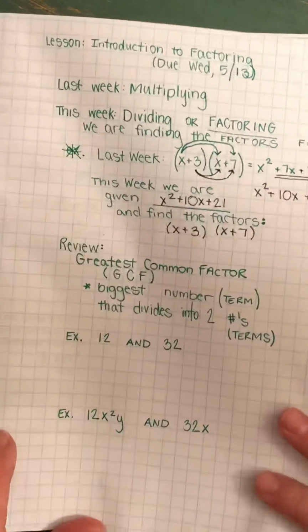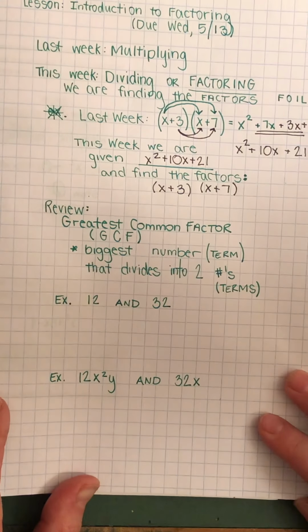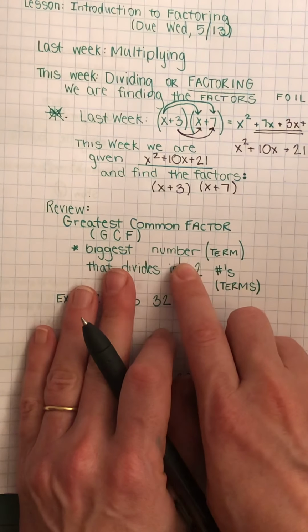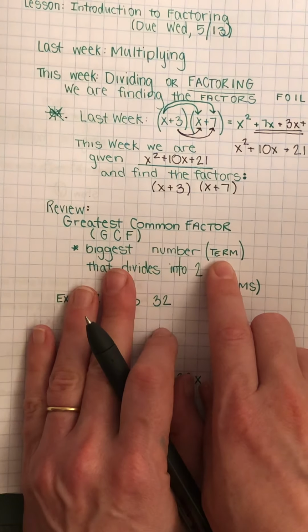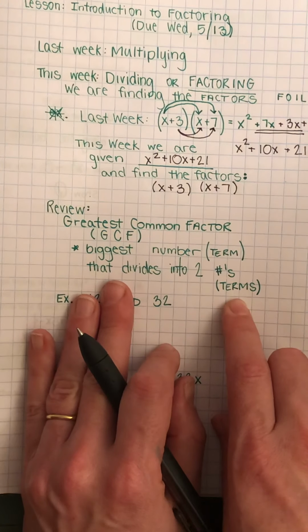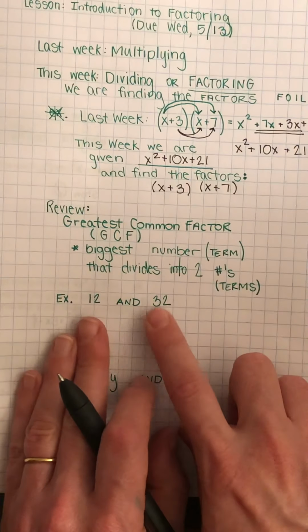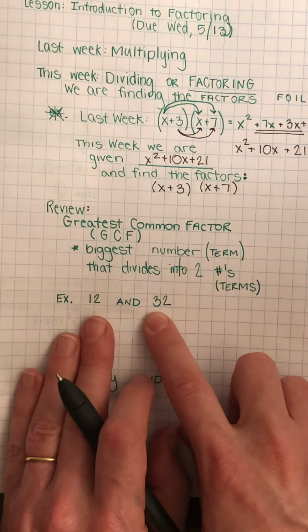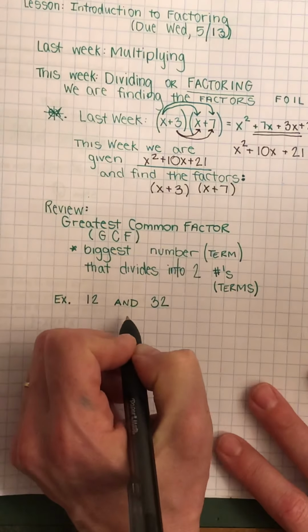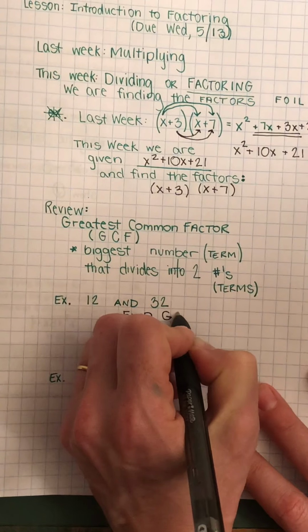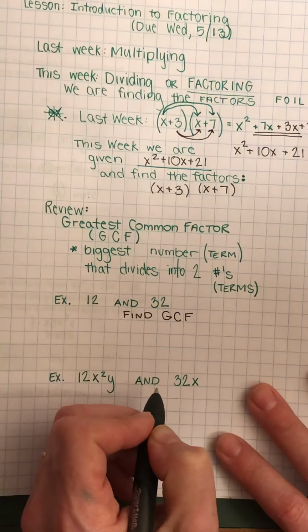We're going to review something that I hope we've seen before. It's called the greatest common factor. The greatest common factor is the biggest number, or for our algebra needs, we're going to call them terms, that divides into two other numbers or terms. So if we're just talking numbers, if we are given 12 and 32, find the greatest common factor, or the GCF.